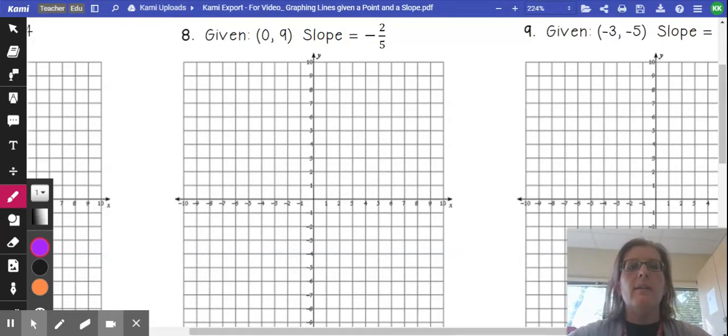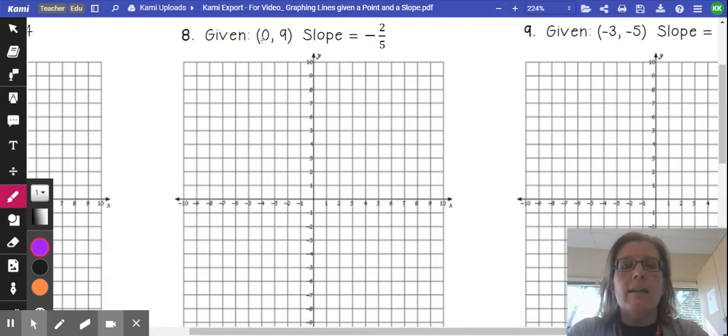Hello, warriors. Today we are going to be working on how to graph a line when given a point and given the slope. We have been working on how to find the slope given a line, and now we're going to be working that backwards. First, you need to graph the point that you are given.